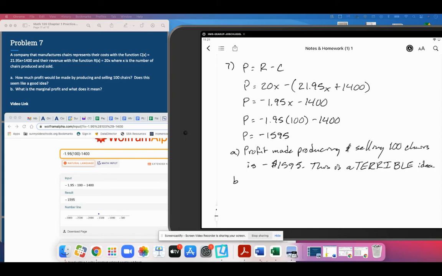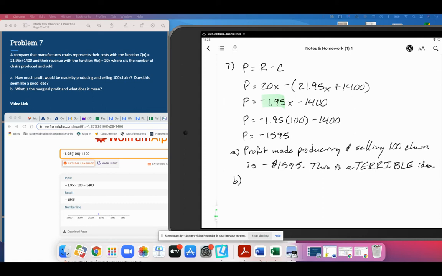Let's take a look at part B. And it will make sense after this, I believe, of what I'm saying looks weird and wrong with our profit function. So if we look at our profit function and we look at the marginal profit, the marginal profit is going to be the value that's attached to x, so right there. We have a negative marginal profit. And so what this means is that every single time we produce and sell a chair, we are losing $1.95.